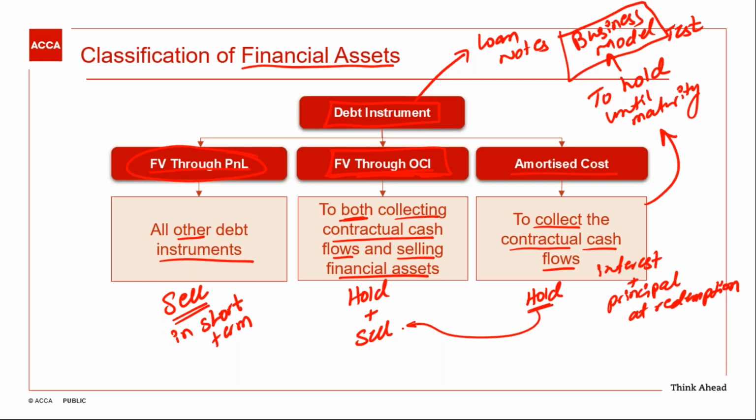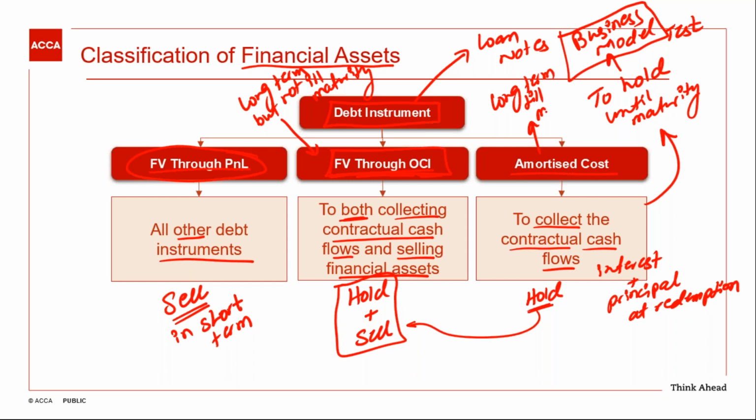Ahmad is saying, shouldn't it be for long term to be classified as OCI? Ahmad, when we are holding it for some years, this means automatically my intention is long term. So my intention is long term, but not till maturity, then we classify it in the OCI. And if my intention is long term and till maturity, then we classify it in the amortized cost category.